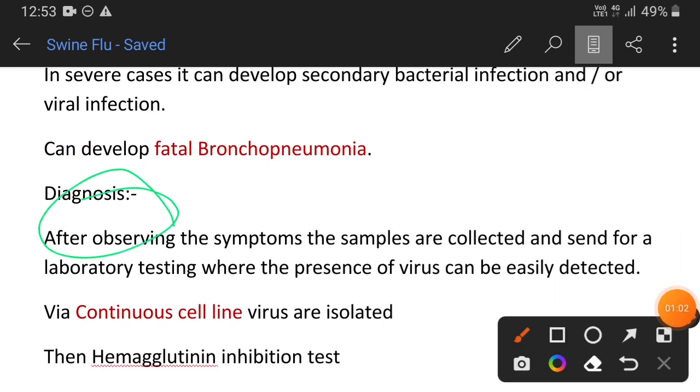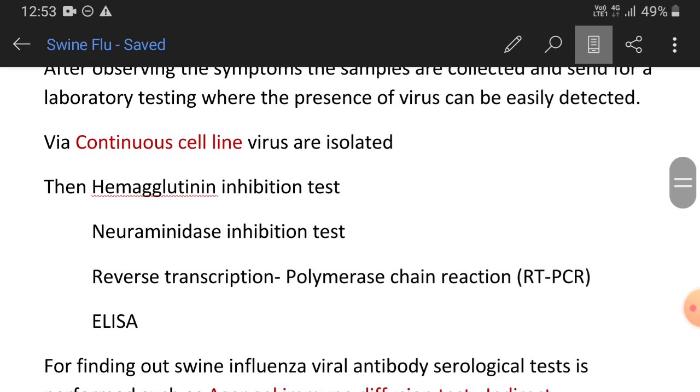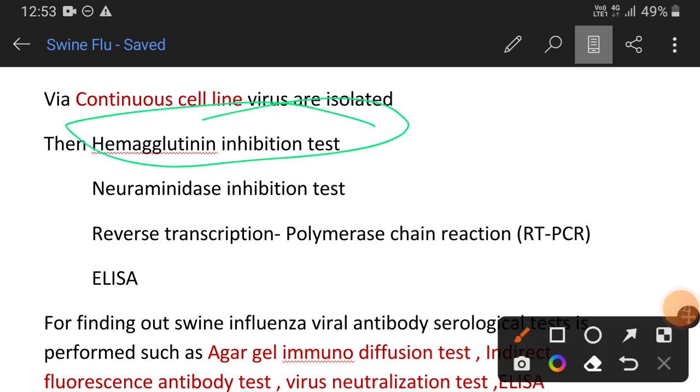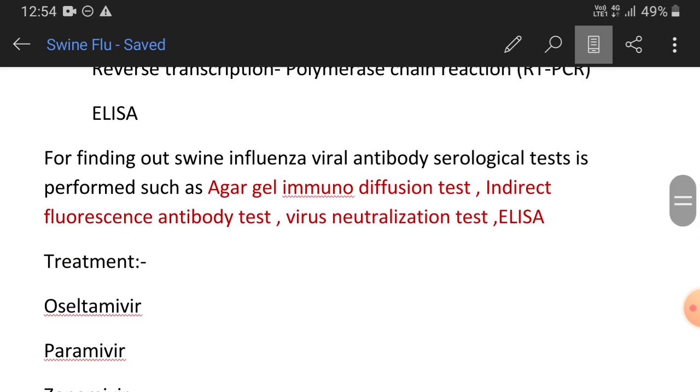Diagnosis: we can diagnose swine flu by observing the symptoms. Then samples are collected and sent for laboratory testing, where the presence of the virus can be easily detected with the help of a continuous cell line, which helps us to isolate the virus. Then the hemagglutinin inhibition test, neuraminidase inhibition test, reverse transcription polymerase chain reaction, that is RT-PCR, along with ELISA, can be done.